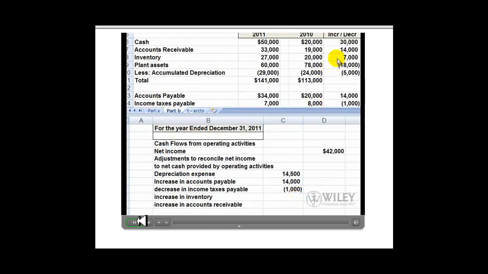We see that we have an increase in inventory of $7,000. So this is a use of cash. And we have an increase in accounts receivable of $14,000. This is also a use of cash.